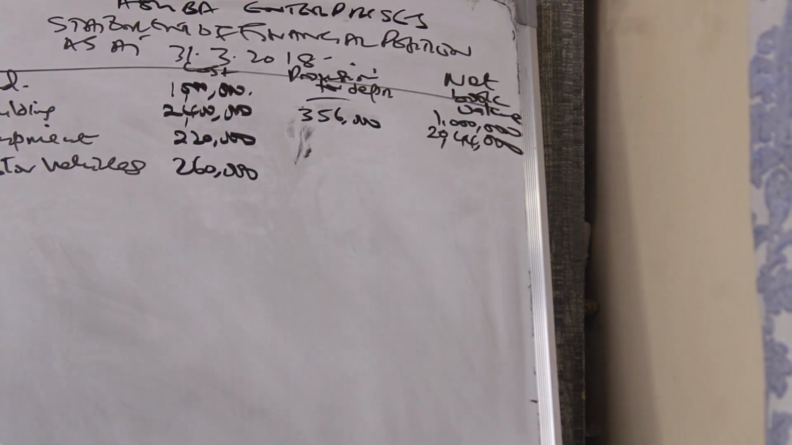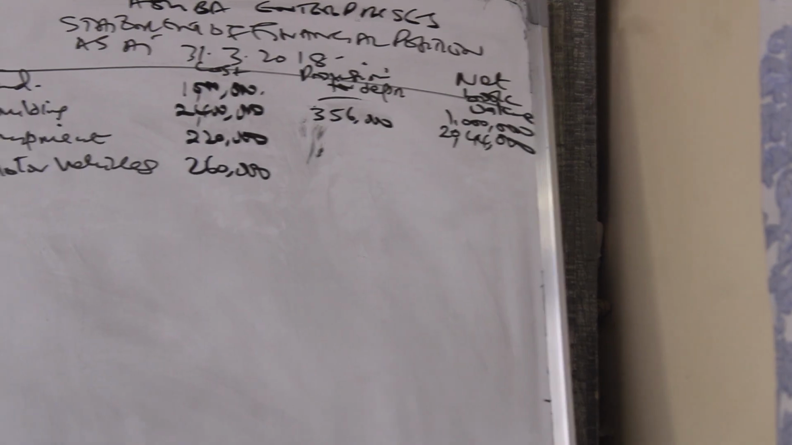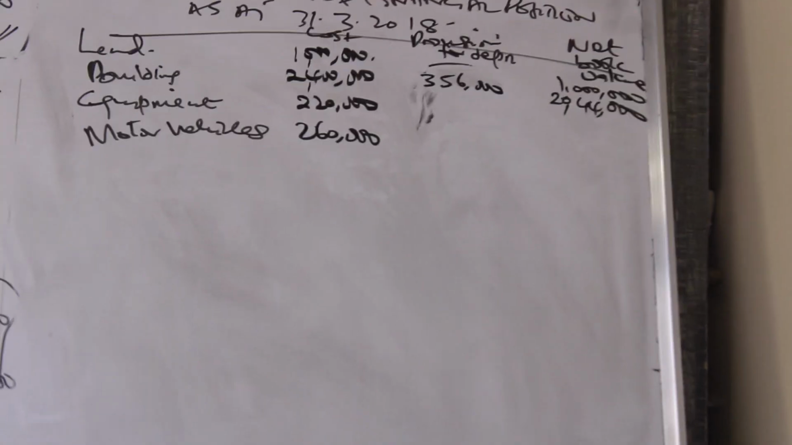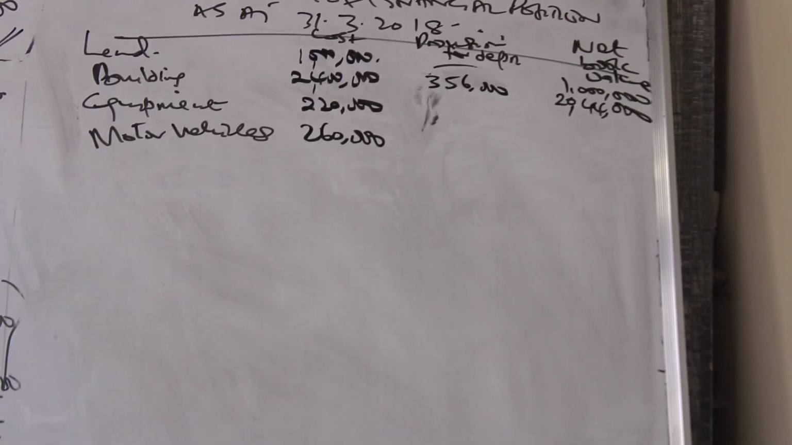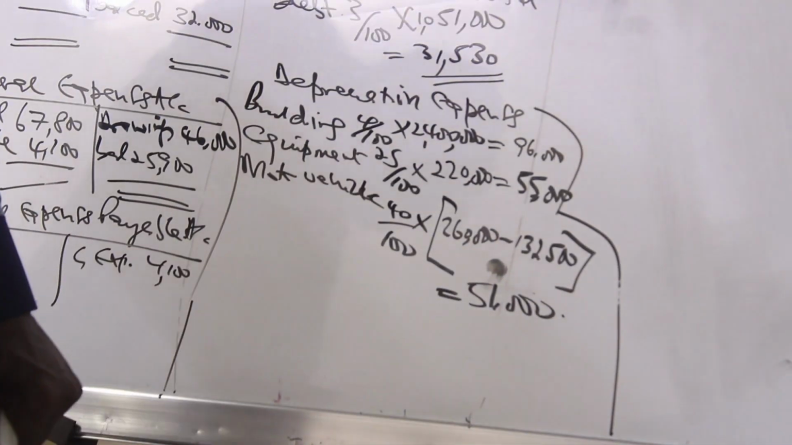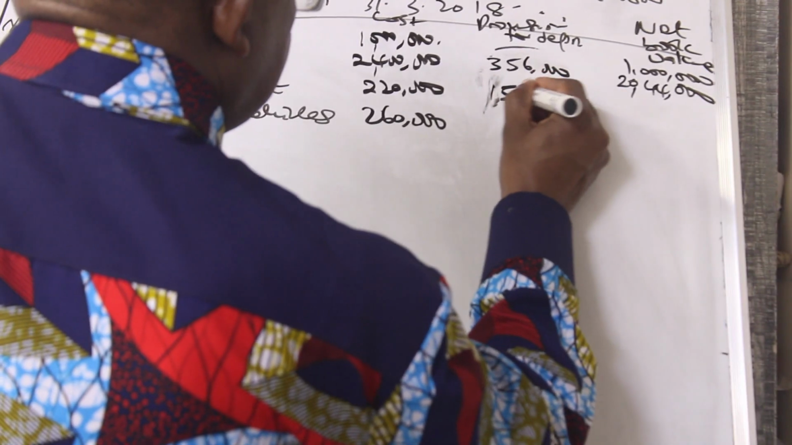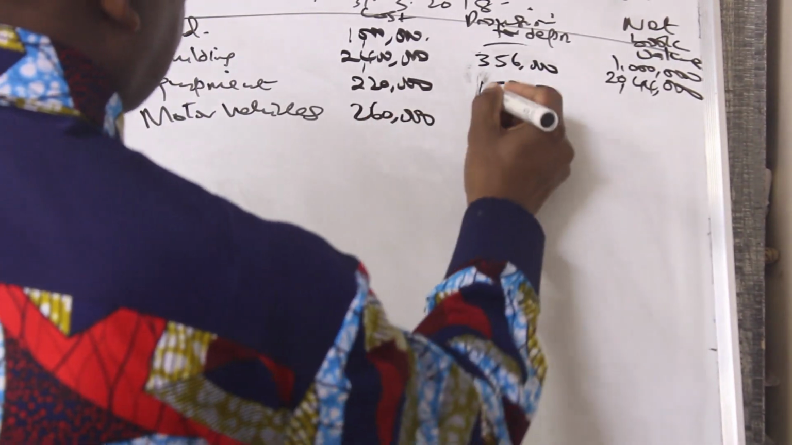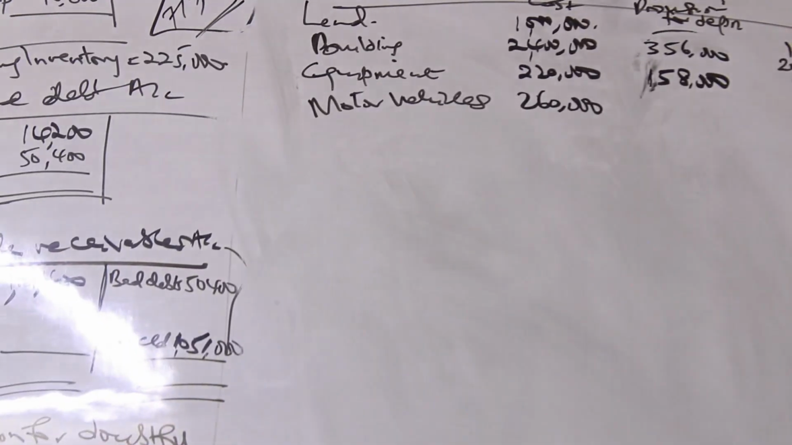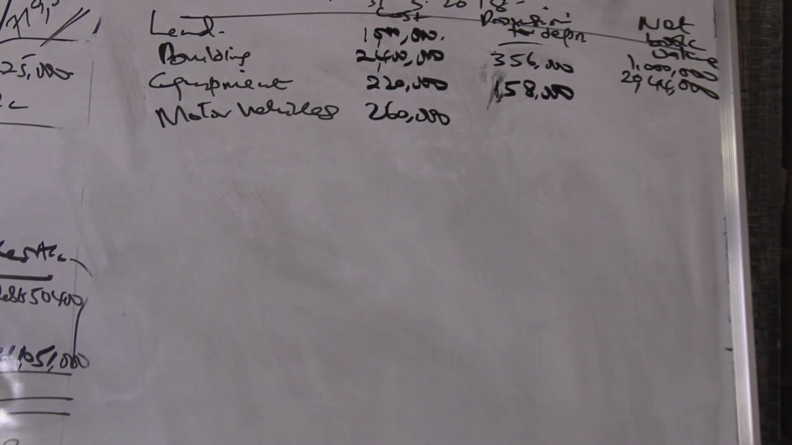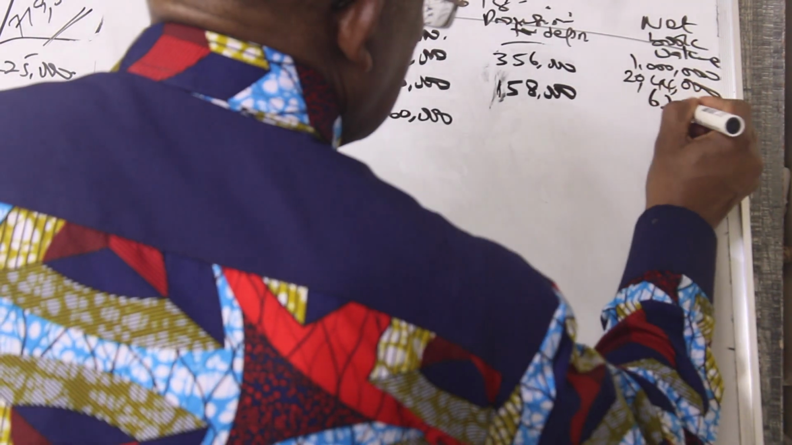The equipment from the trial balance, we get the opening depreciation for equipment is 103,000, plus the charge for the year for the equipment, which is 55,000. You get an accumulated balance of 158,000. We subtract from 220,000 minus 158,000, we get a figure of 62,000.